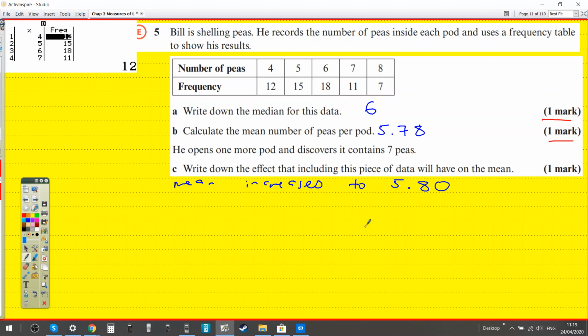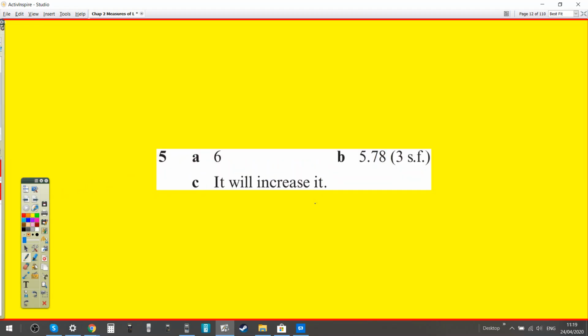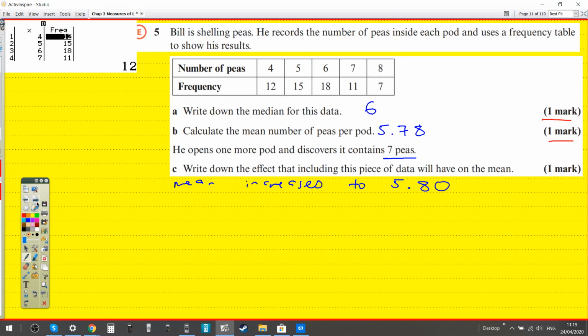Yeah. So basically, the mean increases, and that's because 7 is bigger than 5. The mean 5.78. Yeah. But I like your way of doing it. You just put it in and see it. So yeah, it will increase. So 5.7, 5.8. Great. Any questions there?